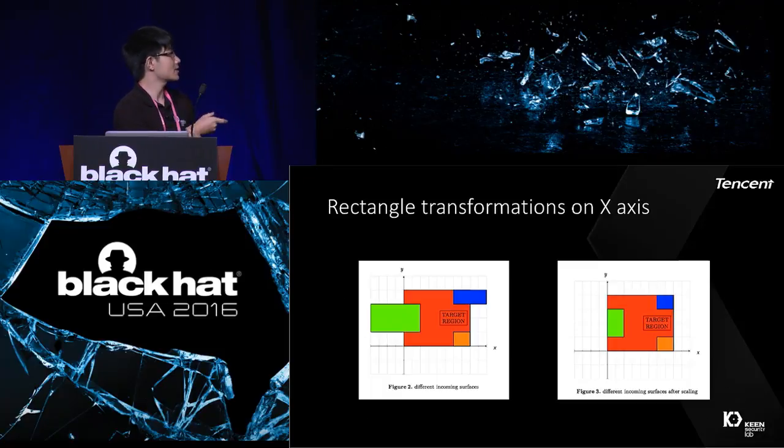And these two figures illustrate how a normalization occurs. The rectangle is the target surface to be drawn on, and the green rectangle and the blue rectangle are two logical surfaces provided by the user, and they will be normalized to be drawn on the target region, which is the target surface.